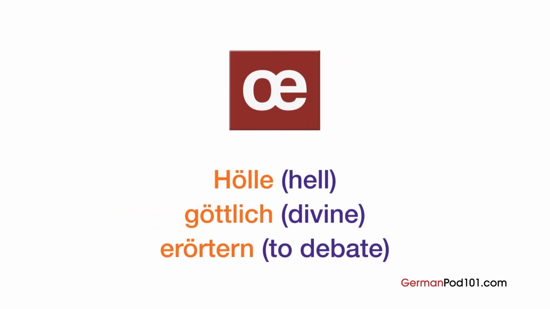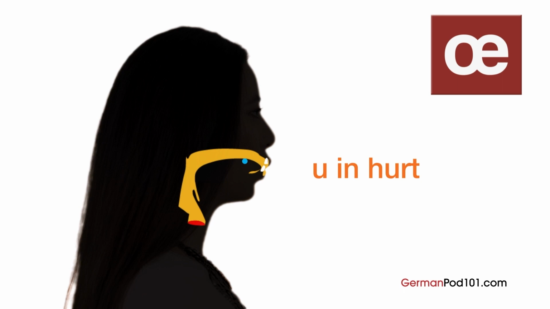The next vowel is Ö, as in Hölle, göttlich, erörtern. This sounds roughly like the U in the word hurt. To pronounce this sound, however, try saying the E sound in the word red while rounding your lips.